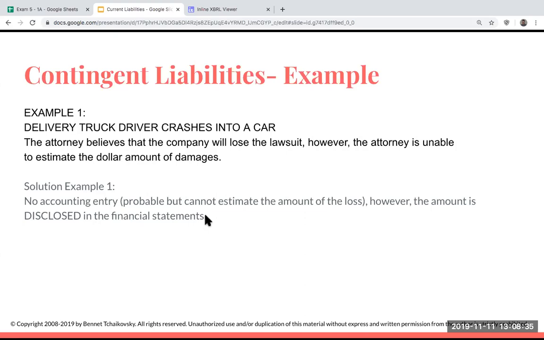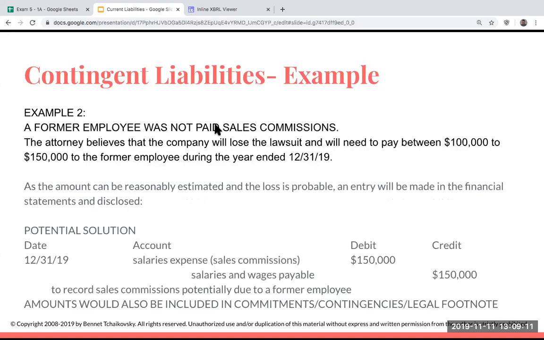So if you were given a question like this, what you would say is that we had a delivery truck driver crash into a car, where the likelihood of us winning is not good, but we're unable to estimate the amount of the damage. When you're giving that wording or verbiage description, this is going to be reviewed by a lot of people, the company's counsel or the SEC counsel and other people. You have to be very careful when you're doing the disclosures. Okay, let's look at another example.